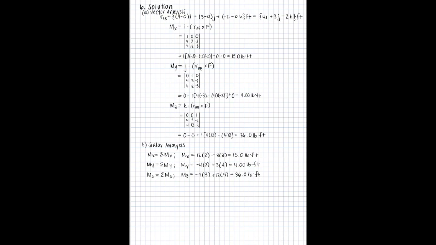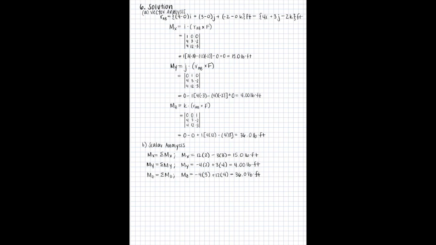So we're going to begin with the first half of the problem, which is vector analysis. And we're going to put RAB into Cartesian vector form. And because it is at equilibrium, you subtract each component by 0. Then that results in 4i plus 3j minus 2k feet.